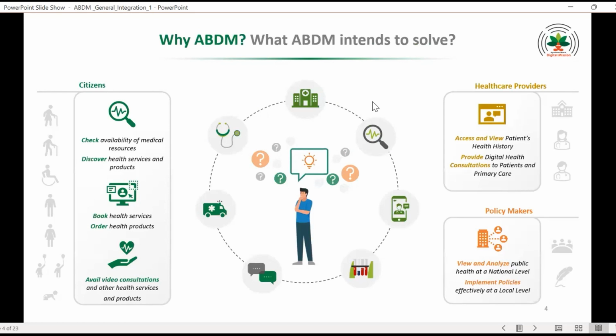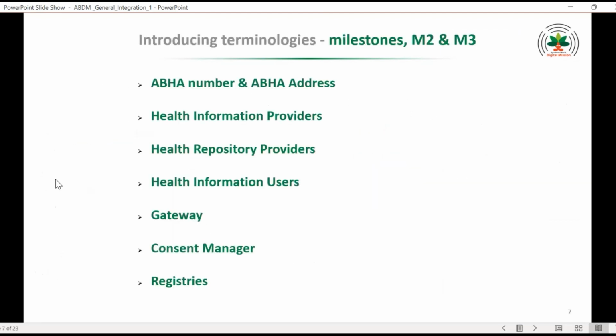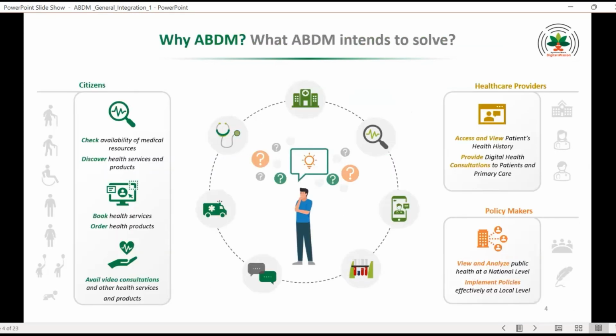So why is ABDM there and what does ABDM intend to solve? The citizens can avail medical resources, such as discovery of health services and products. They can book health services or health products online, and avail teleconsultation, video consultations, and other health-related products and services. For healthcare providers, what can they do?